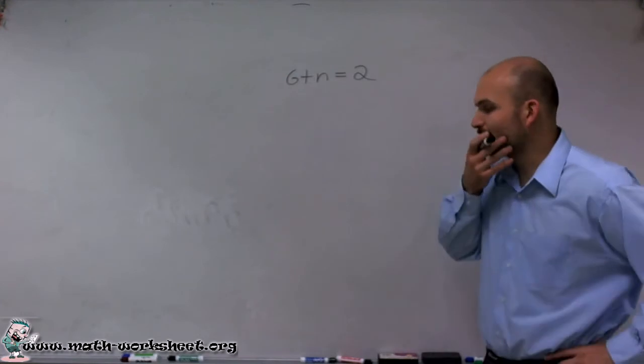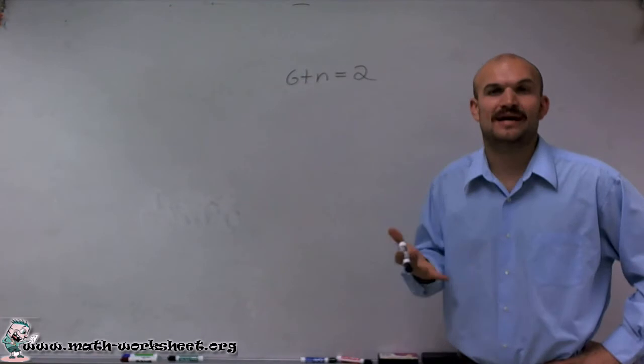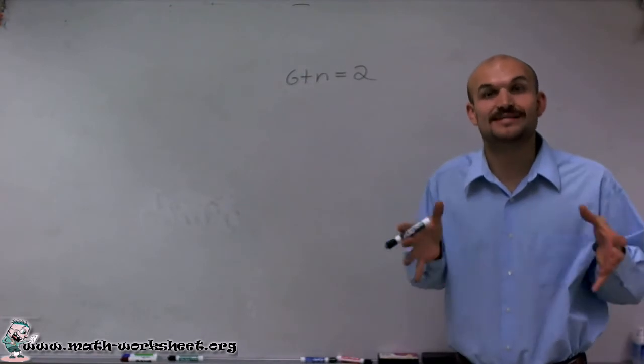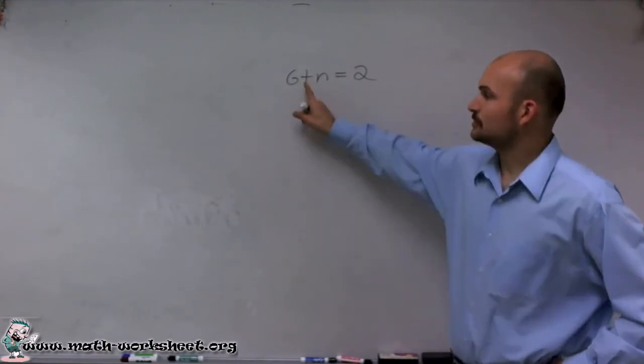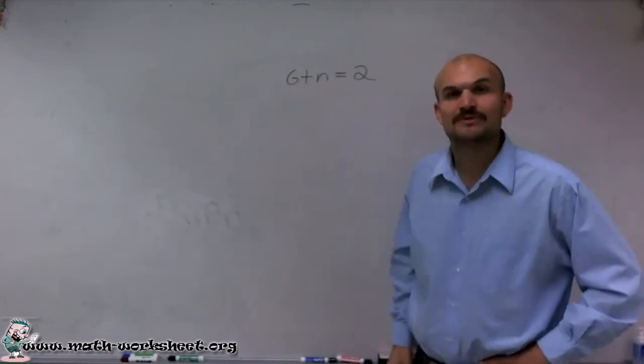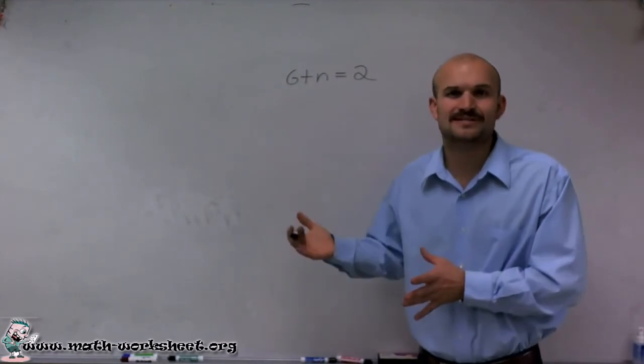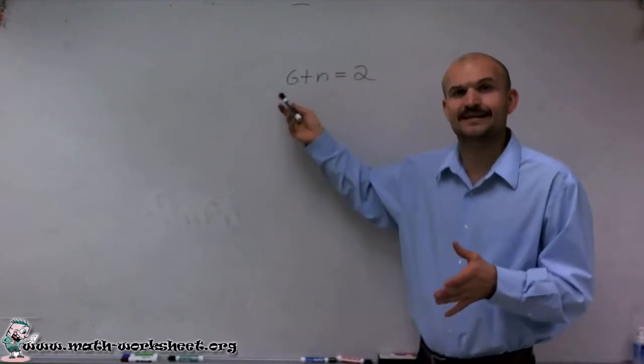So to solve for n, we need to determine what's happening to the n to get it by itself, because we need to find the value of n so it's isolated by itself. It might be a little bit hard for how this problem is currently written, because it says 6 plus n equals 2. So what is happening to the n? Because it seems like I'm adding n to the 6.